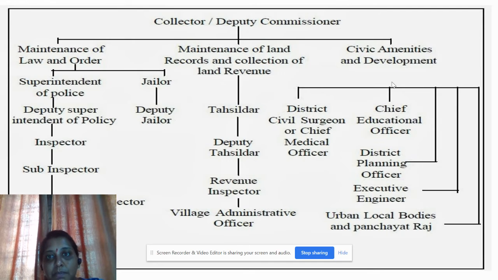Civic amenities and development. See, when it comes to civic amenities, what are the civic amenities? As we were learning about rural administration, children, these are the basic requirements which we require in our day to day life. Like good roads, infrastructural development, clean drinking water, and many other things. We need hospitals or minimum clinics in reachable areas. We need free education, that is government schools, which are the basic things, right?